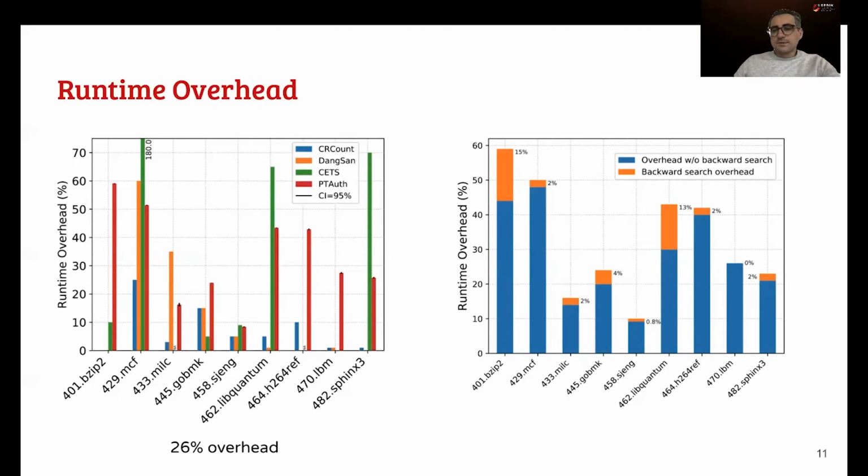In another experiment, we intended to show the practicality of backward search. Therefore, we measured the overhead of backward search for each benchmark separately. As you can see, the numbers are almost low, so it shows that the backward search is practical.